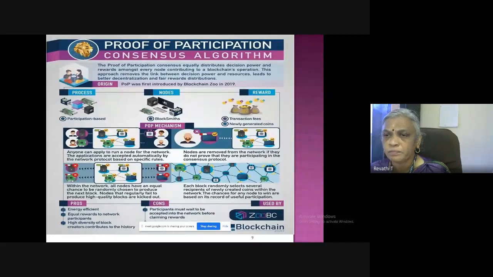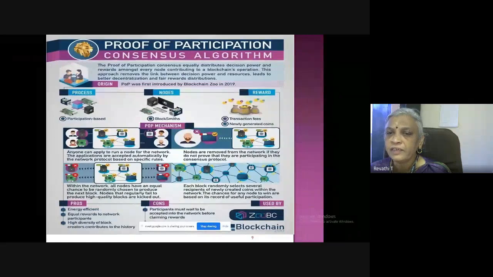As the name indicates, participation. Here it mainly focuses on whether you are participating in the mining or not, right? It was developed by a company called Blockchain Zoo in 2019. Here it encourages all the nodes to participate in the mining. So how much you participate, that much chance you will get. That's why it's called participation based, right? So here also you get a transaction fee, and coins will be given as a reward.